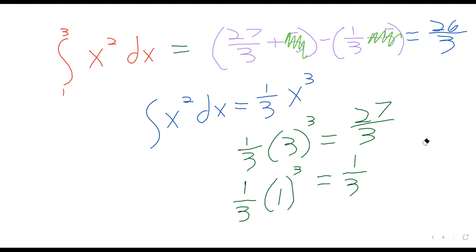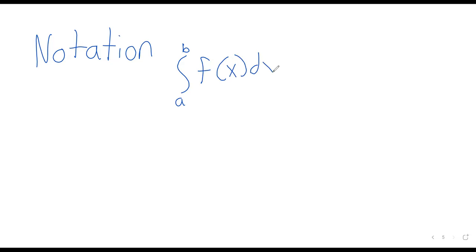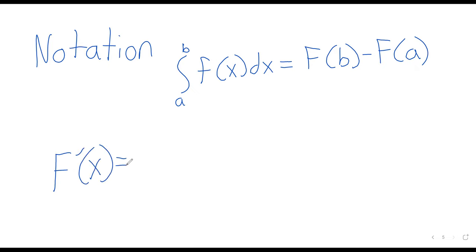Then let's get a bit of notation down. So we have an integral from A to B of some function, and we're using the fundamental theorem of calculus. We found this function capital F of x. Capital F of x is an antiderivative of lowercase f of x. This thing here gets special notation.